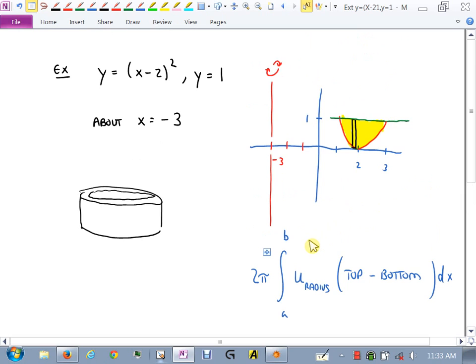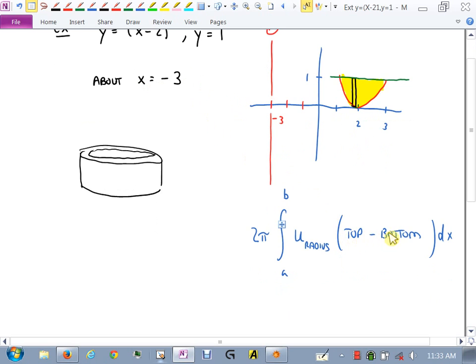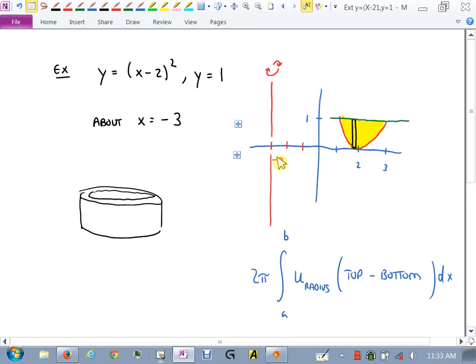So what is the top function in this case? I'm looking at my rectangle. What's the top function for this rectangle? y equals 1, right? y equals 1 is my top function. What's the bottom function? Well, that's the parabola, right? So (x minus 2) squared. That's what will go in here. My radius, though, is the part that gets a little tricky. It's the actual distance from the axis of rotation to my rectangle.